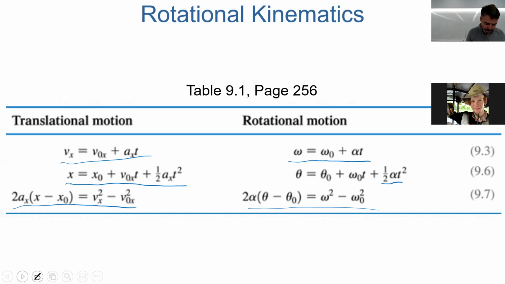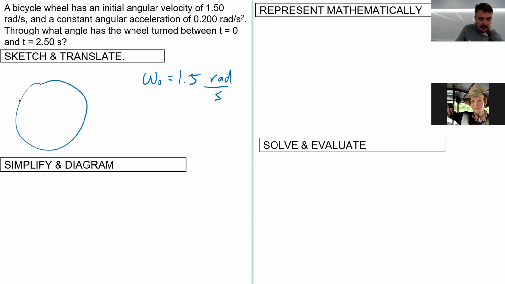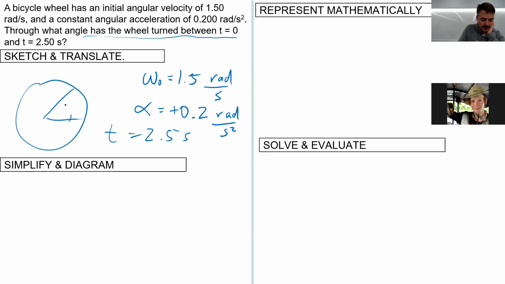I'm going to do a little example. A bicycle wheel has an initial angular velocity, we'll call it omega 0, equal to 1.5 radians per second. And we can kind of try to sketch it. And a constant angular acceleration of alpha equal to plus 0.2 radians per second squared. Through what angle has the wheel turned between t equals 0 and 2.5 seconds? So you're trying to find this angle theta equals question mark.